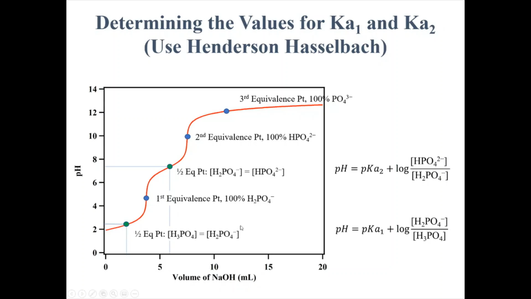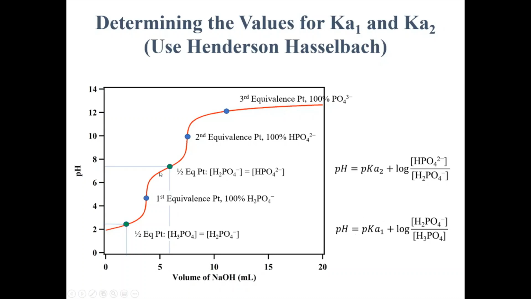So for the first deprotonation, at the half equivalence point of the first step, we have the phosphoric acid and the H2PO4 minus conjugate base. So we have the triprotic and the diprotic condition. At that half equivalence point, these two things are going to be equal. So at half the volume of the first equivalence point, the pH that we get is going to be equal to the pKa1.